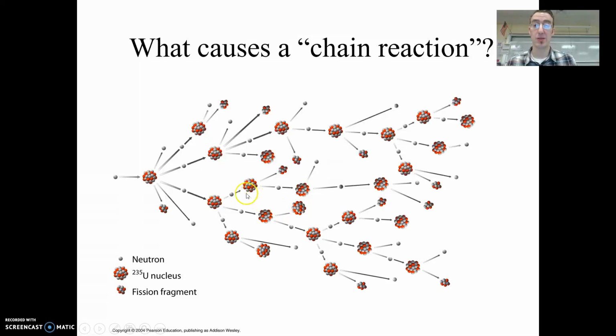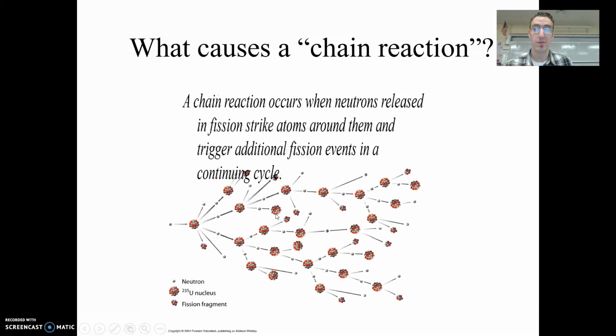A chain reaction starts with this neutron right here on the left, and then it runs into this nucleus, which then splits, releasing more neutrons, which hit more atoms, which all split, releasing more neutrons, which split even more atoms, and this just keeps going and going and going.